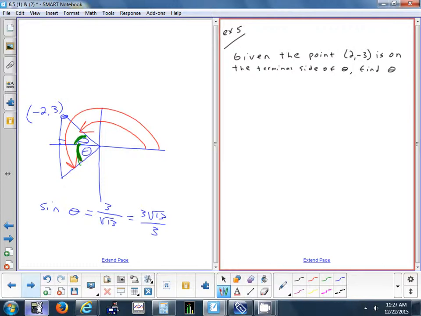All right, is this the same as the one I just did? No, this is 2, negative 3. Okay, so they want me to find the angle where this point is on its terminal side.